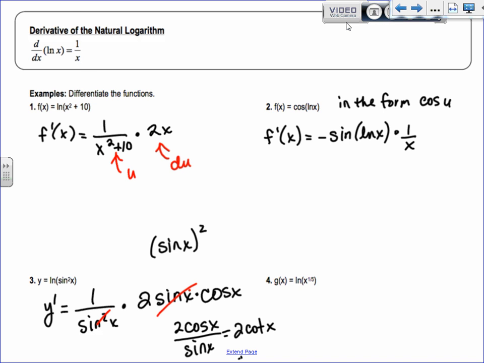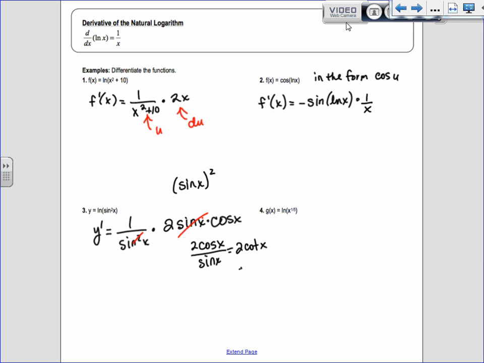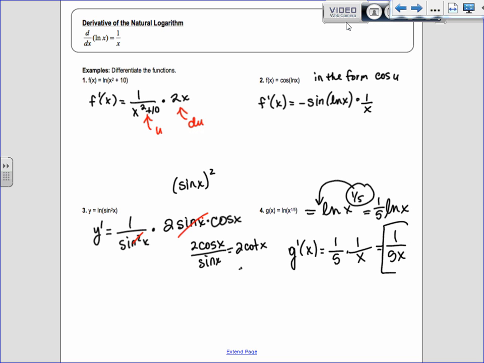All right. Calculus. If you had noticed something in this last one, it makes it a lot easier. Notice in this one, I have natural log of x to the 1/5. You can bring that 1/5 to the front. You guys agree? So on this, g prime of x, I'm going to have 1/5, and then the derivative of natural log of x, which is 1 over x, right? So it's 1 over 5x. Easy.